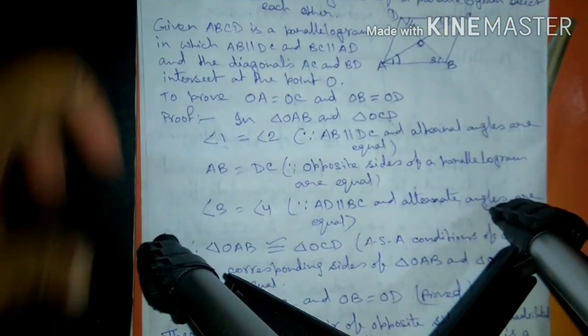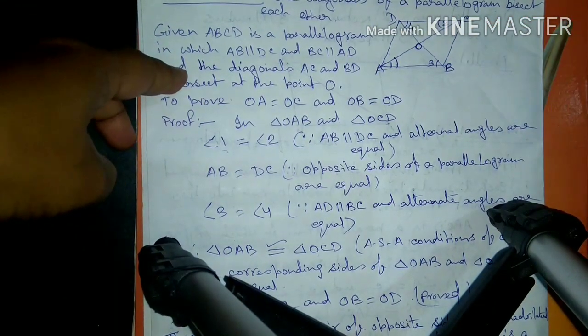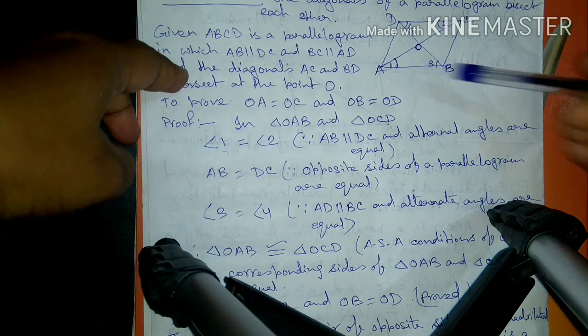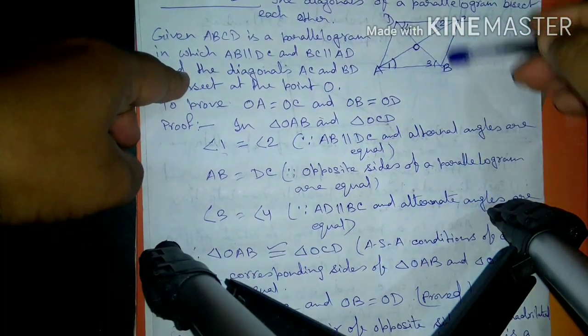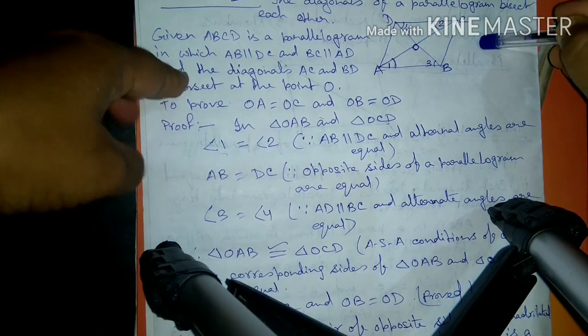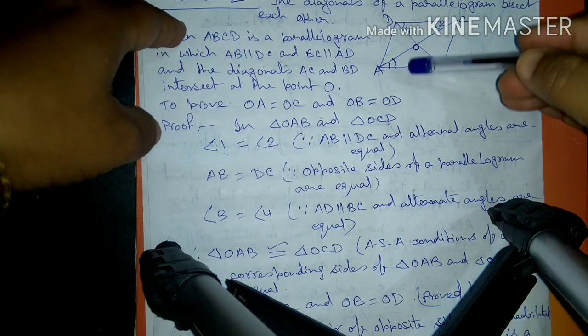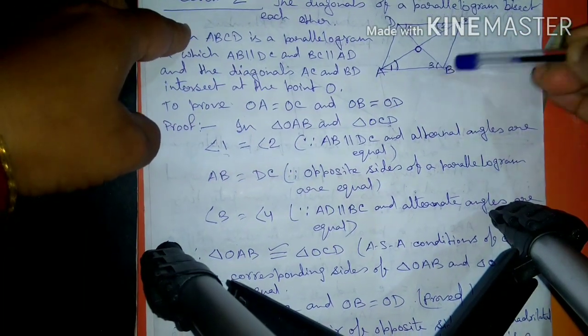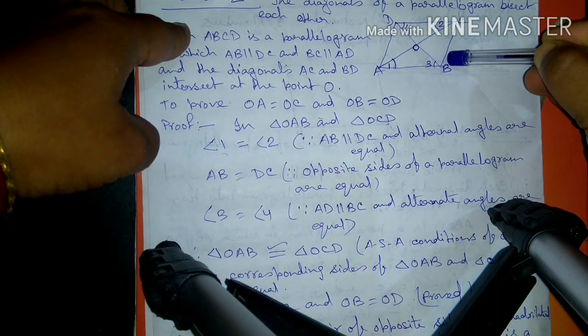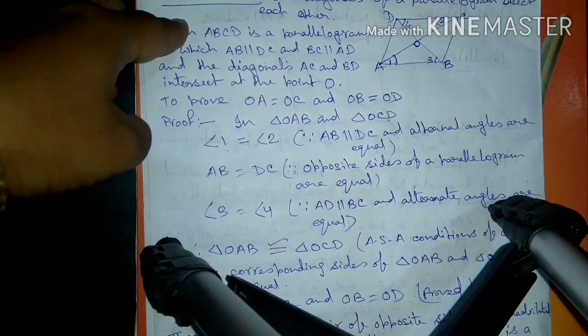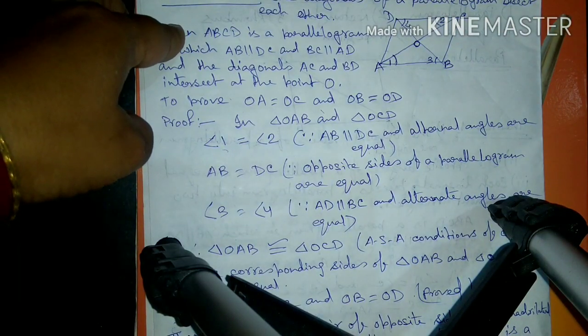That AB is equal to DC. Yes or no? Because in a parallelogram, as we have already seen, the opposite sides are equal. So AB is equal to DC. So what do we get? Once again, ASA. From the ASA condition of congruency, we can say these two triangles are congruent.